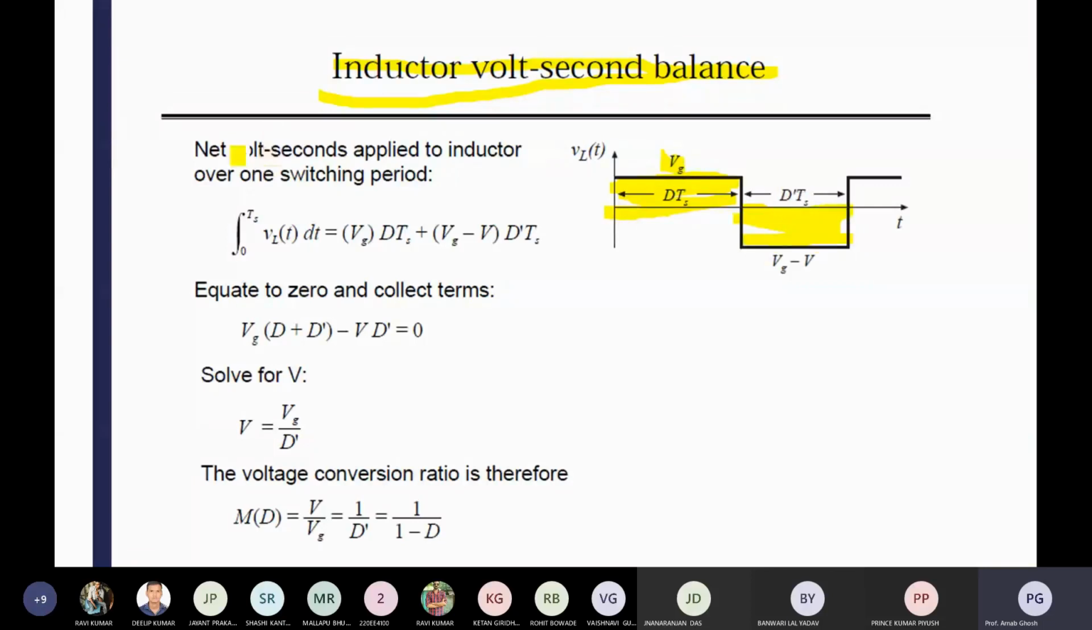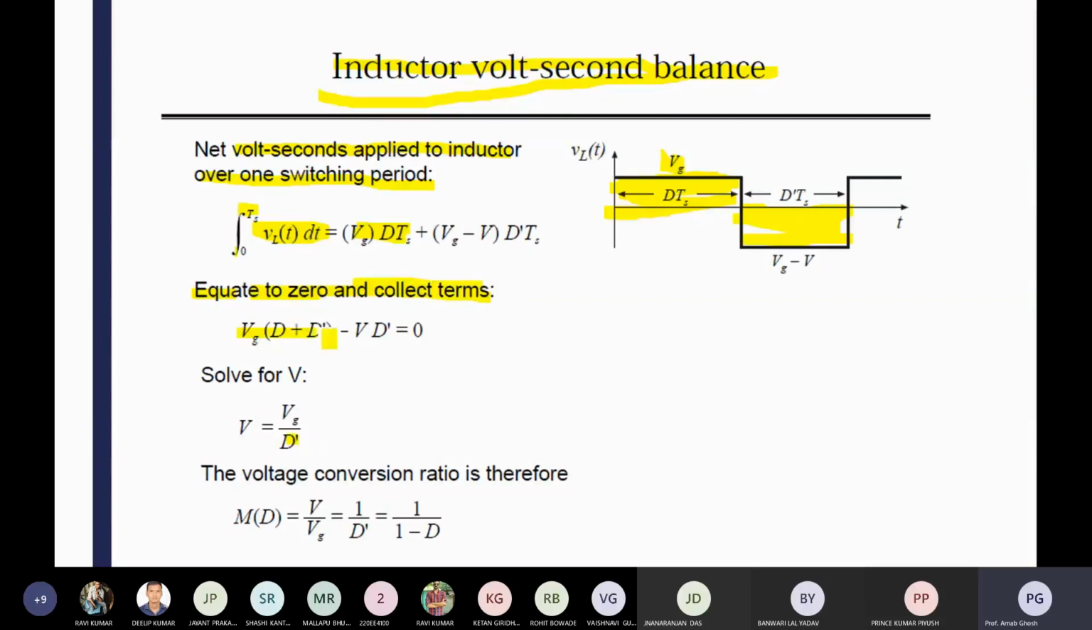Now, the volt-seconds applied to the inductor over one switching period: integral from 0 to TS of vL(t) dt. You get the average as VG times D TS plus VG minus V times D dash TS, all divided by TS. Equate it to 0 and collect the terms. How much value is there? You have to calculate. How much value is that? D dash.